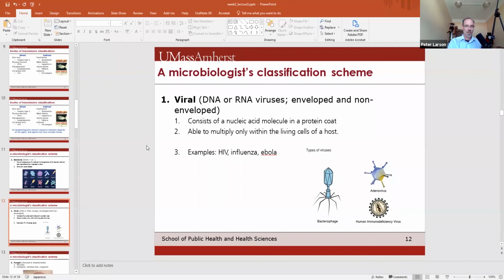Examples of viral diseases include HIV, influenza, Ebola, and they also come in all different shapes and sizes. And they don't just infect humans, they infect every single type of organism on the planet. They even infect bacteria.